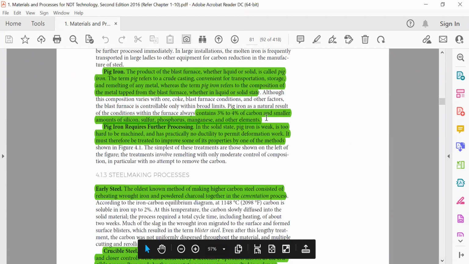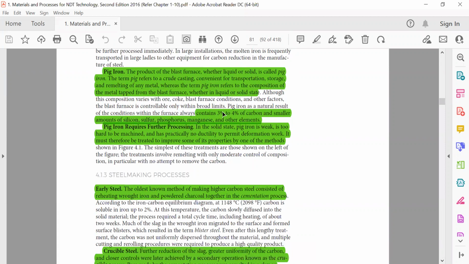This contains 3% to 4% of carbon and smaller amounts of silicon, sulfur, phosphorus, manganese, and other elements. Pig iron requires further processing. In the solid state, pig iron is weak. It is too hard to be machined and has practically no ductility to permit deformation work. It must therefore be treated to improve some of its properties by one of these methods.